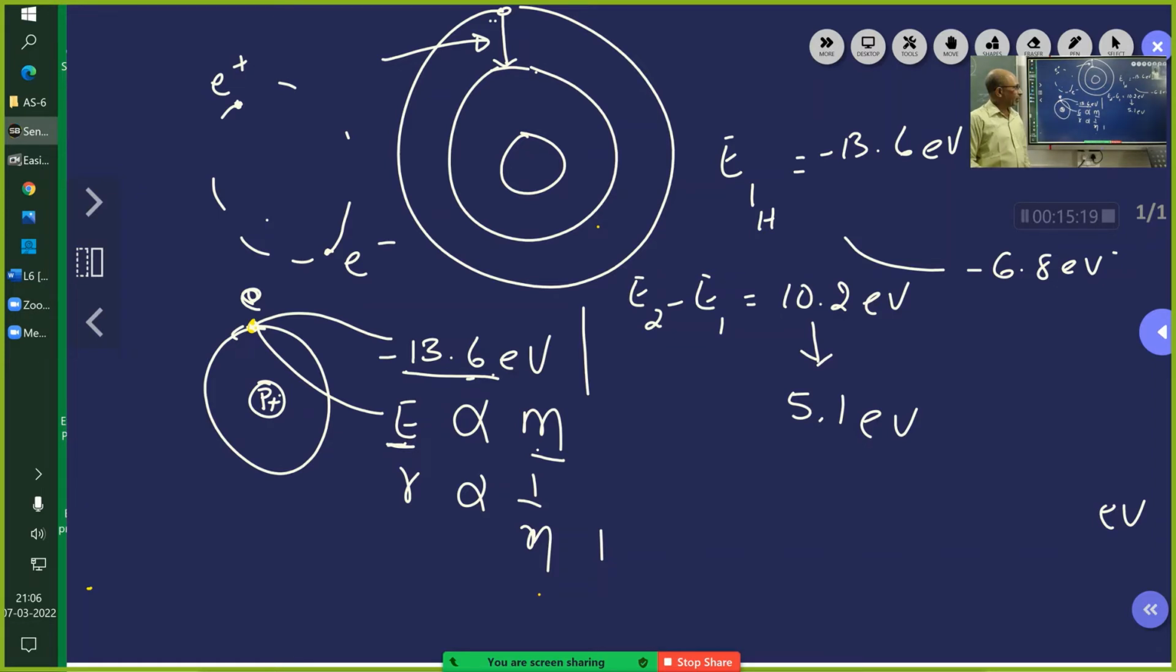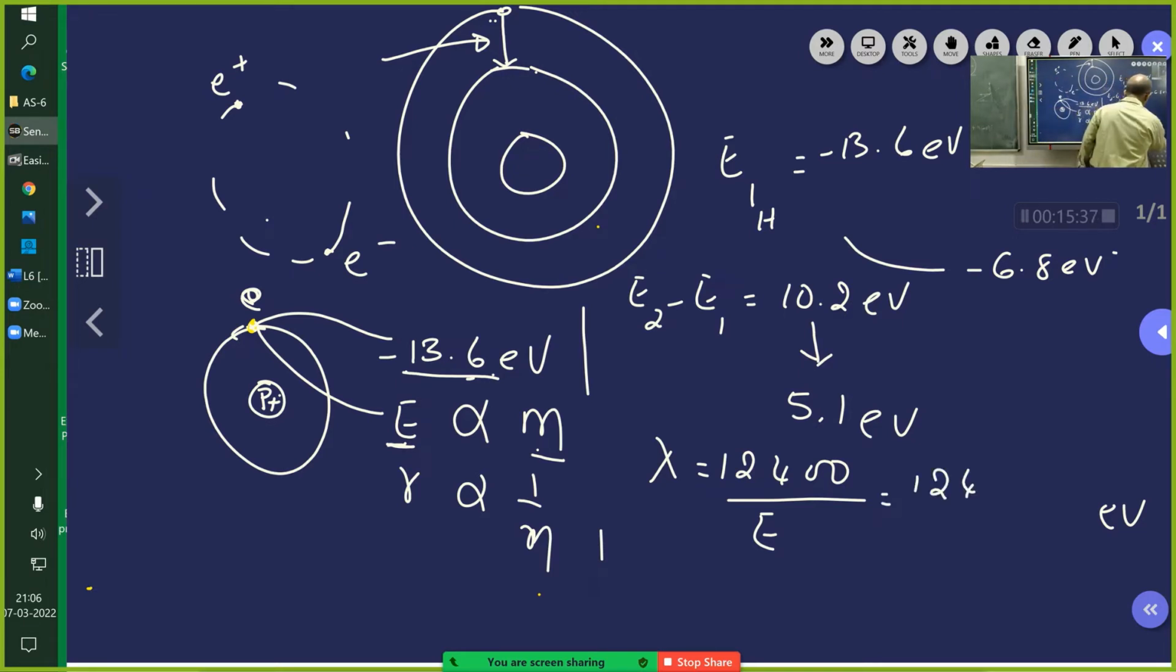Now they are asking you the wavelength. So what will you get here? We used to use the formula 12400 divided by E. So you will straight away write 12400 divided by 5.1 electron volts, and you will get the wavelength.